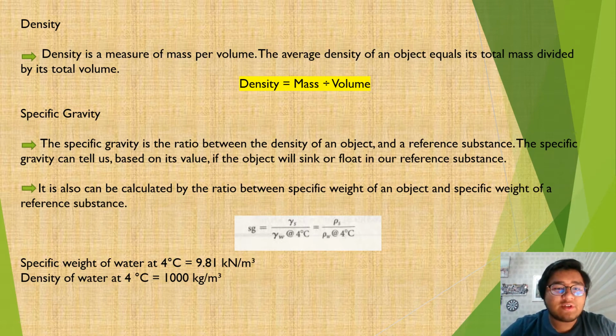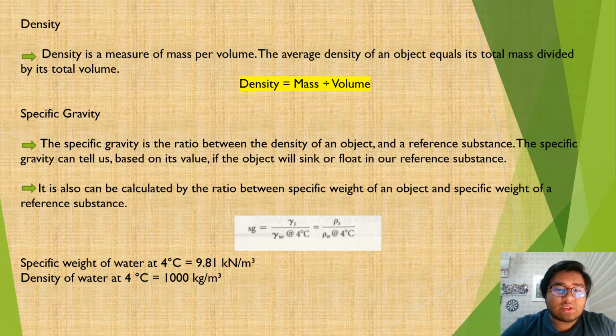Next, specific gravity. The specific gravity is the ratio between the density of an object and a reference substance. The specific gravity can tell us, based on its value, if the object will sink or float in our reference substance. It can also be calculated by the ratio between the specific weight of an object and the specific weight of a reference substance. Basically, our reference substance is water at a temperature of 4 degrees Celsius.